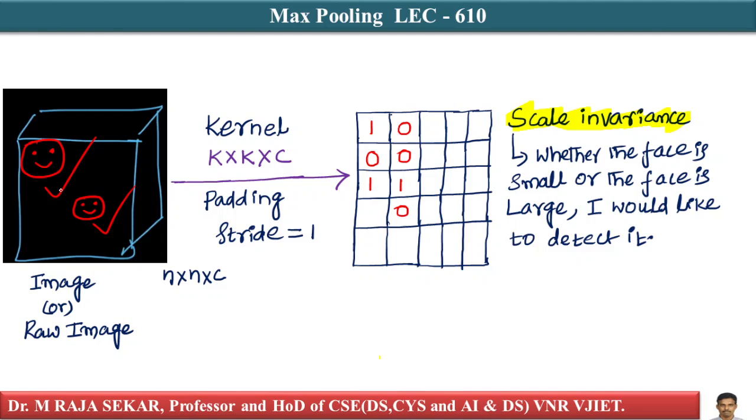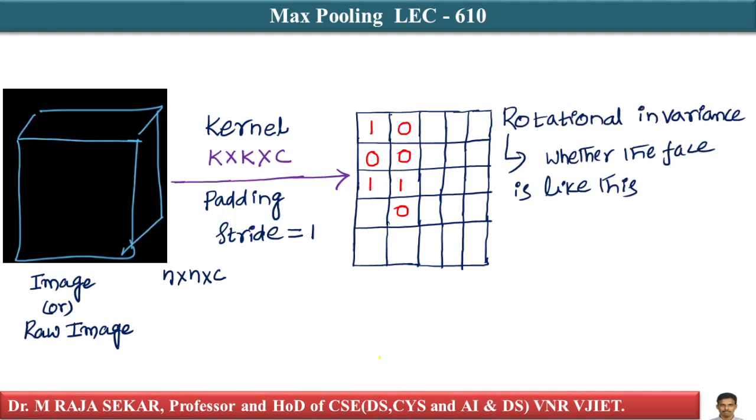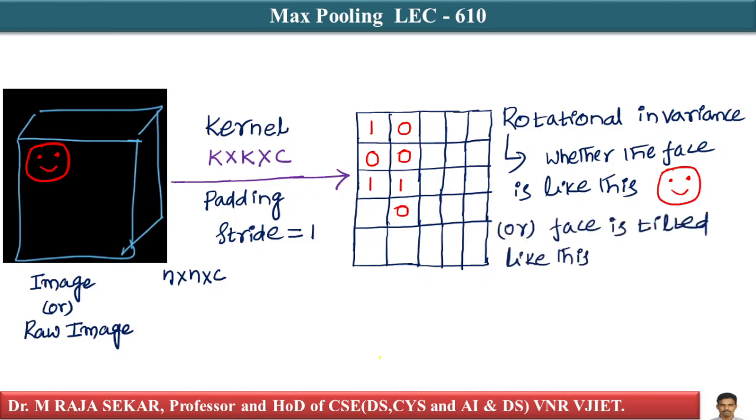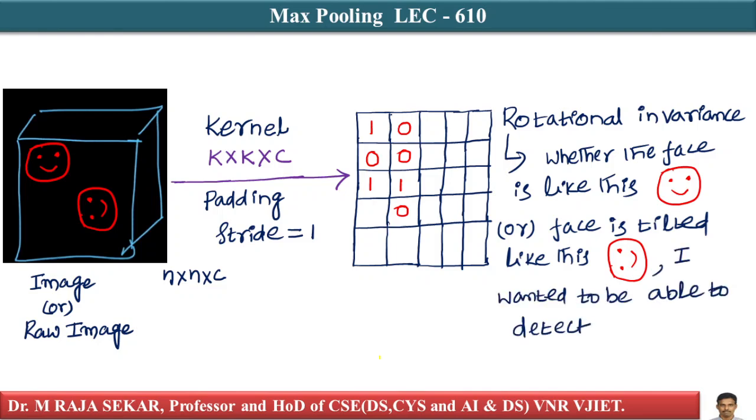There is something called rotational invariance, isn't it? What is the meaning of rotational invariance? Whether the face is like this, or the face is tilted like this, I want to be able to detect it.